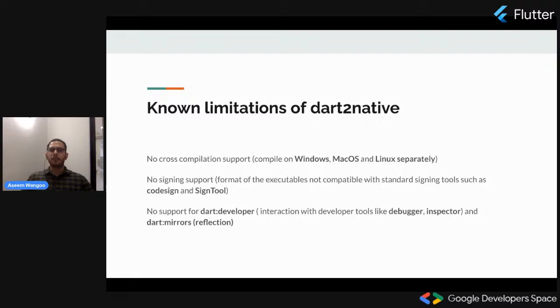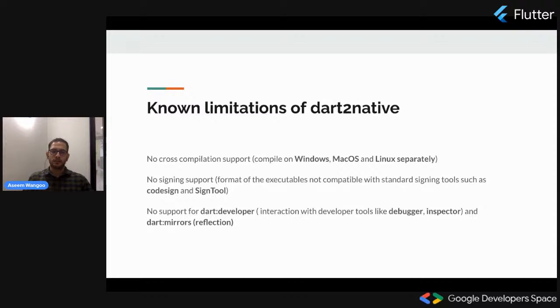So what are the limitations of .native? Yes, there are some. First is no cross-compilation support. What this means is you need to compile separately if you want your CLI to be created on Windows or macOS or Linux. This is one of the limitations. The second one is there is no signing support available for the CLI executables generated using .native. Basically, the executables created using .native are currently not compatible with standard signing tools such as CodeSign or SignTool.